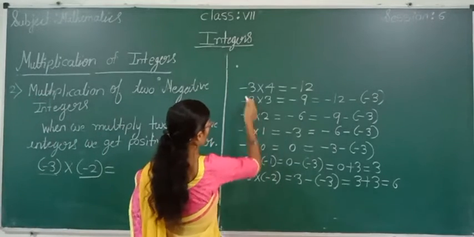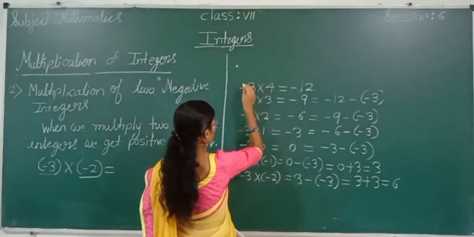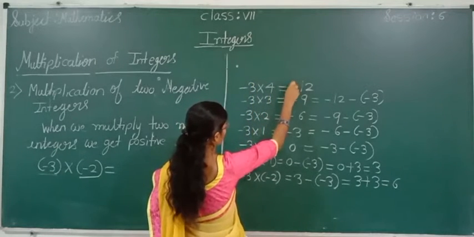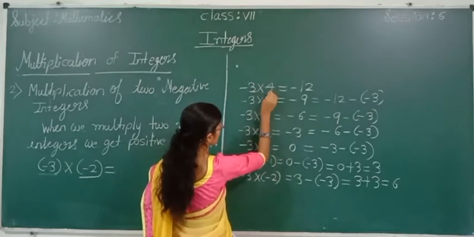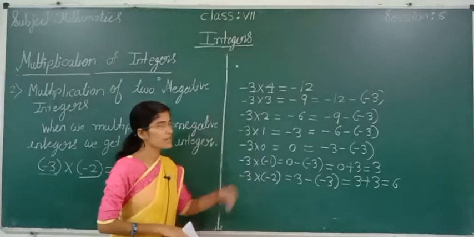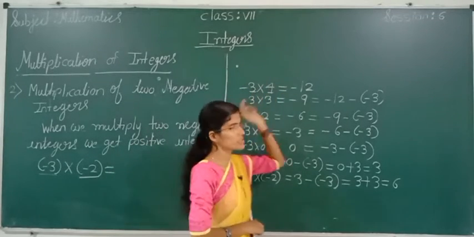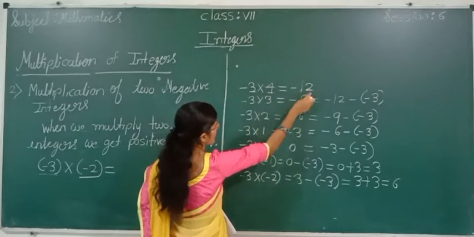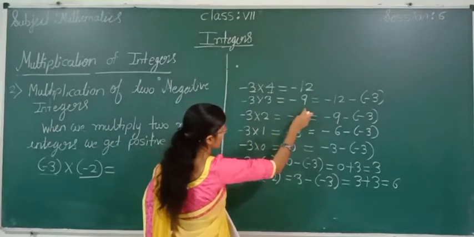See here, minus 3 into 4. We know that when we multiply a negative integer and a positive integer, we get a negative integer. Yes or no? We multiply them as whole numbers first, and we keep the negative sign. Same thing: minus 3 into 4 is minus 12. Minus 3 into 3 is minus 9.